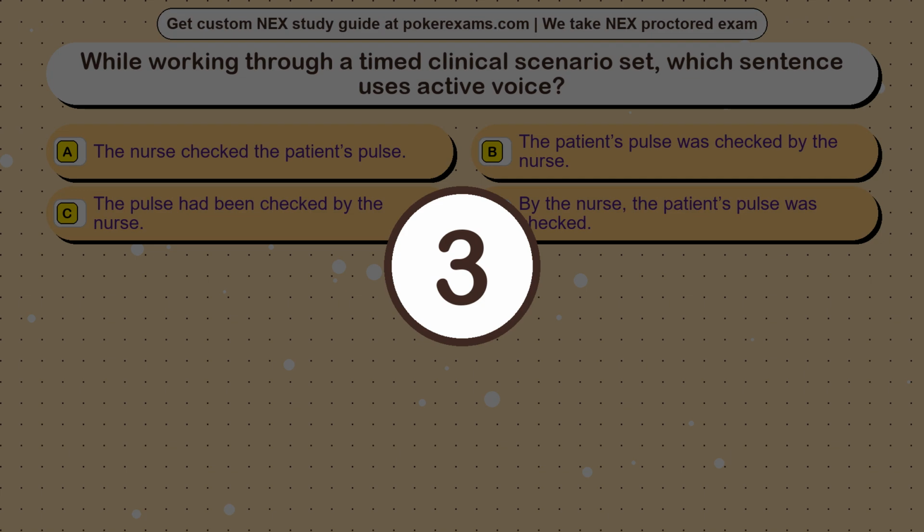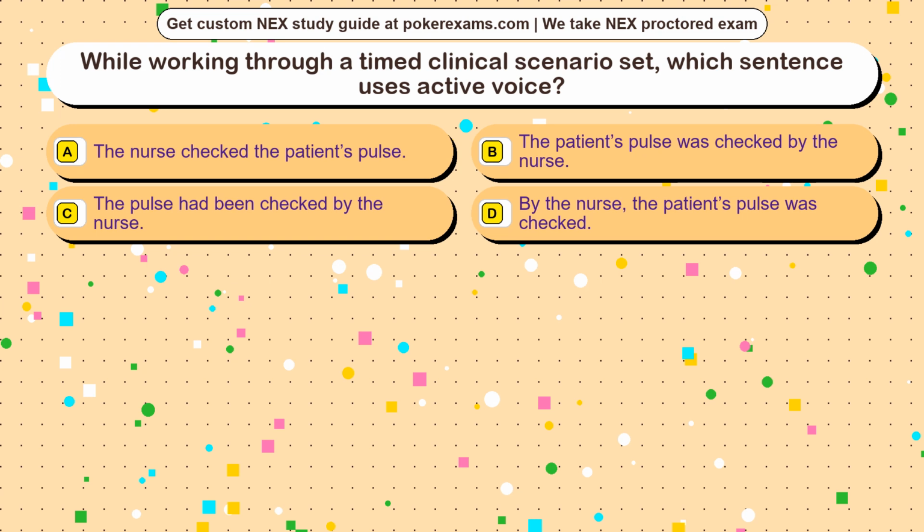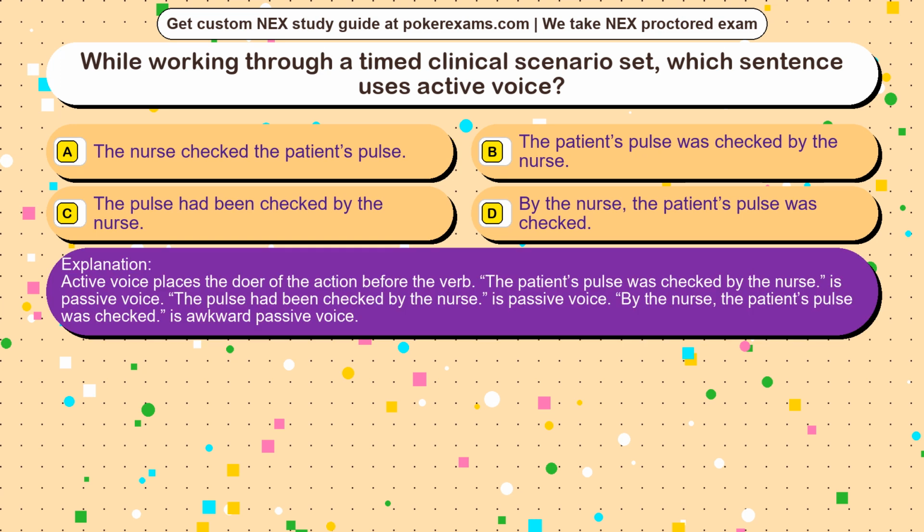The correct answer is option. Active voice places the doer of the action before the verb. The patient's pulse was checked by the nurse is passive voice. The pulse had been checked by the nurse is passive voice. By the nurse, the patient's pulse was checked is awkward passive voice.